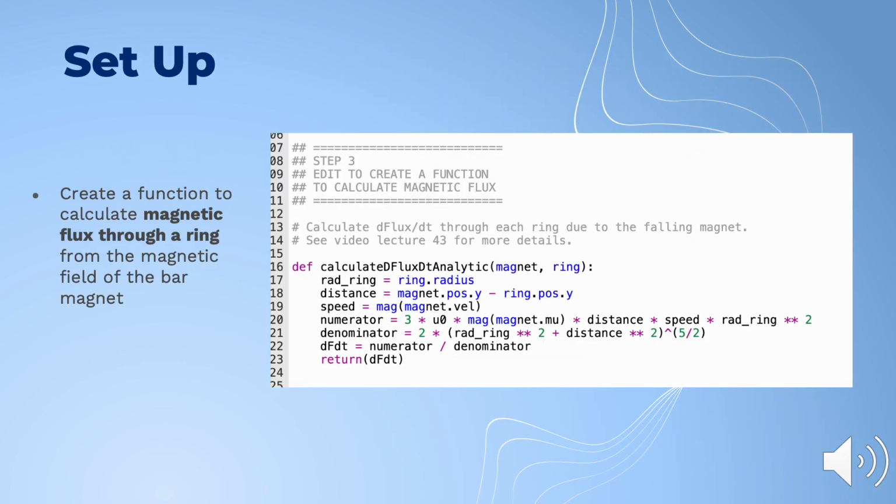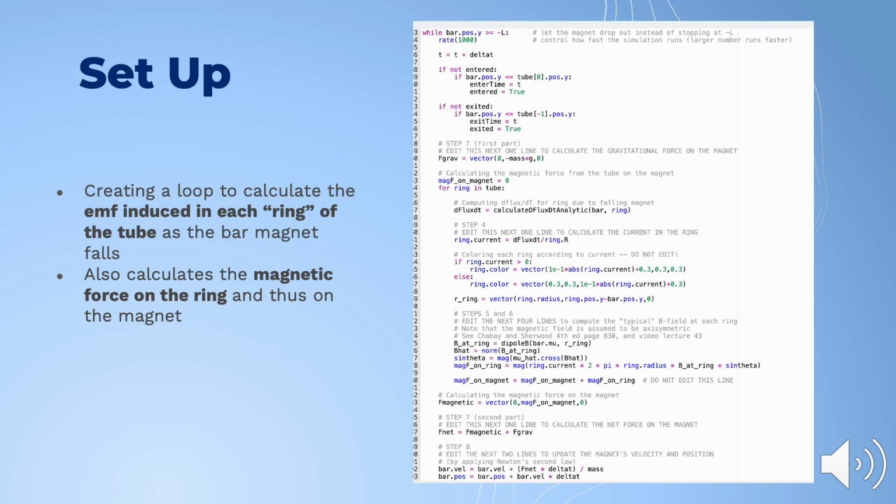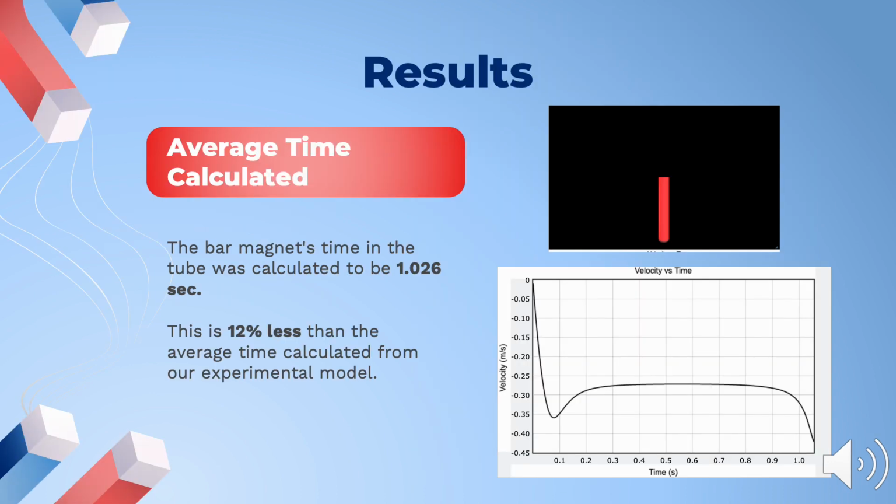The next part was to create a function that calculated the magnetic flux through the ring from the magnetic field of the bar magnet. The final part of the code was to create a loop to calculate the EMF induced in each ring of the tube as the bar magnet falls through the tube, and to also calculate the magnetic force on the ring and thus the magnetic force on the bar magnet using Newton's law of reciprocity. Our computational model calculated that the bar magnet's time in the tube was 1.026 seconds. This is 12% less than the average time calculated from our experimental model.